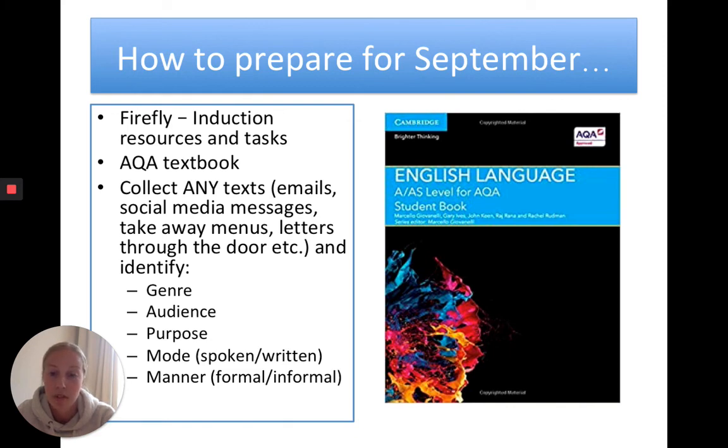What is the genre of it? Who is it aimed at? Who's the audience? What's the purpose of it? What is it trying to achieve and to do? What is the mode? Is it spoken or written? Most of these are going to be written, of course, unless you decide to transcribe some spoken speech. And of course, the manner. Is it formal or informal?